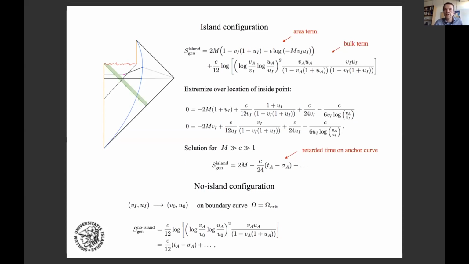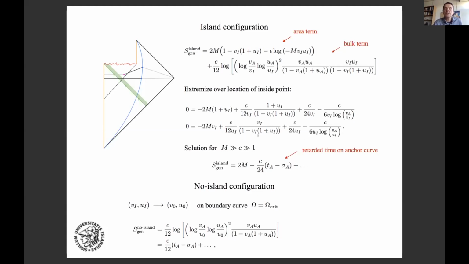It has an area term in the island case, which we can just read off from the semi-classical solution for the black hole. It also has, when you plug in the expression that we had for the bulk piece, something that looks like this. The rule of procedure is you fix a point on the anchor curve, so those are the VA and the UA, and then you extremize this over the location of your island, or the inside point that you're going to cut off this surface at, and you get these equations here.